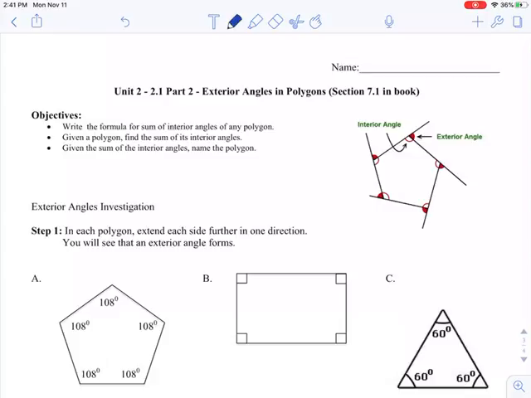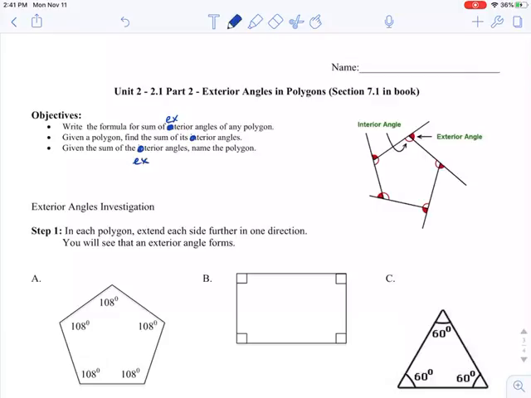Today we're going to look at Unit 2.1, Part 2, which is exterior angles. So our objectives are the same as last time, except instead of looking at interior angles, we're going to look at exterior angles. So all of these should say exterior angles. So what is an exterior angle?